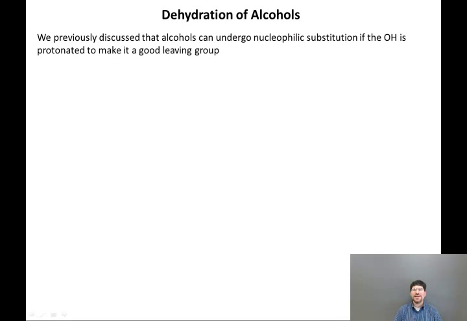In this lesson, we begin discussion of an important reaction known as dehydration of alcohols. So we previously discussed that alcohols can undergo nucleophilic substitution if the OH is protonated to make it a good leaving group. Okay, that was a major theme.